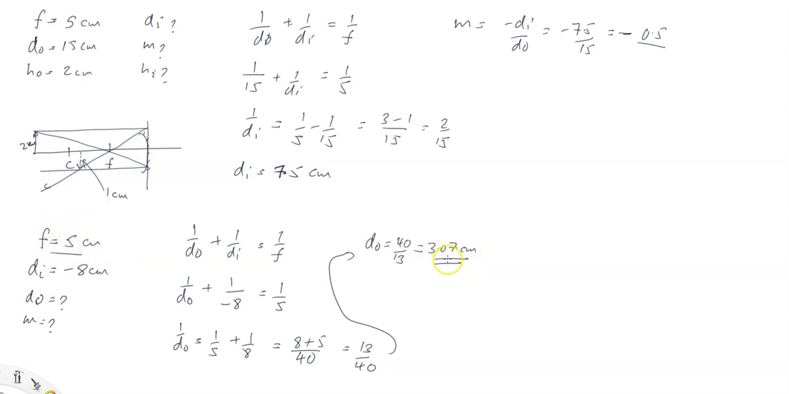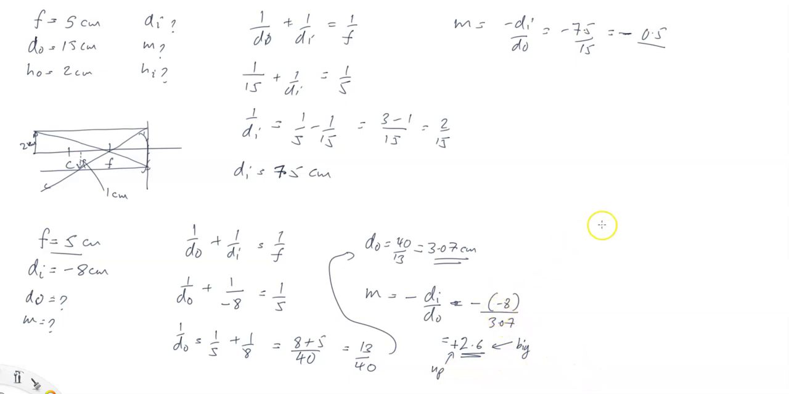Focus is 5. Here's the object. What's the magnification? Negative di over dO. This negative sign is for a reason. Now you see that negative and negative 8 cancel out, over 3.07. We have 8 divided by 3.07, which is 2.6. Magnification is positive 2.6. This means upright. Positive means upright, and this means it's bigger, right?